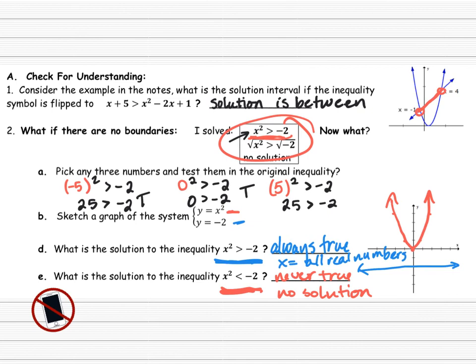So that is my part for the 5b-2 solving quadratic inequalities. There's a practice worksheet linked on the calendar, and we will move on next time to radical inequalities.